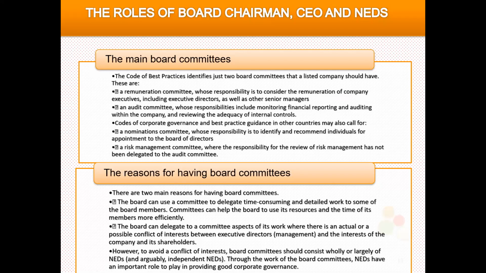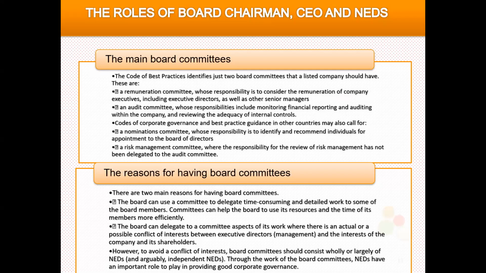There are 2 reasons for having board committees. The board can use a committee to delegate time-consuming and detailed work to some of the board members. The board can also delegate to a committee aspects of its work where there's an actual or possible conflict of interest between executive directors and the interests of the company. So it's a way of engaging some of the members of the board. You can create committees and use them to delegate time-consuming work.